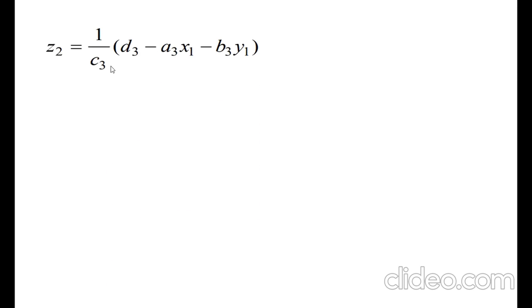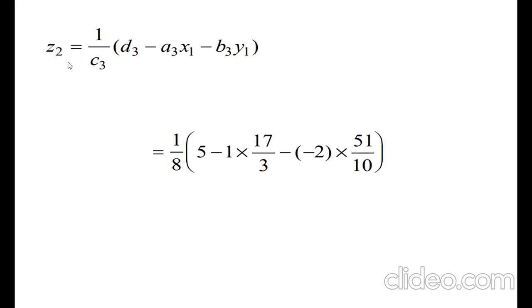For the z2 of second iteration, 1 upon c3 in bracket d3 minus a3 x1 minus b3 y1. Here put the respective values of x1 and y1, you will get 1 upon 8 in bracket 5 minus 1 into 17 by 3 minus 2 into 51 upon 10, which is equal to 1.192. Hence z2 is equal to 1.192.